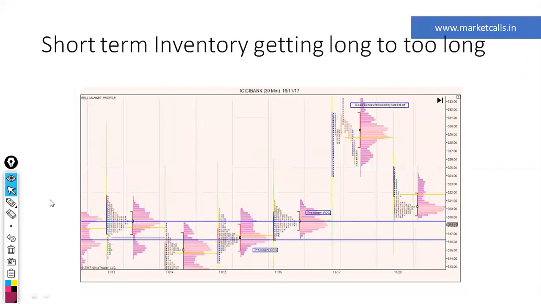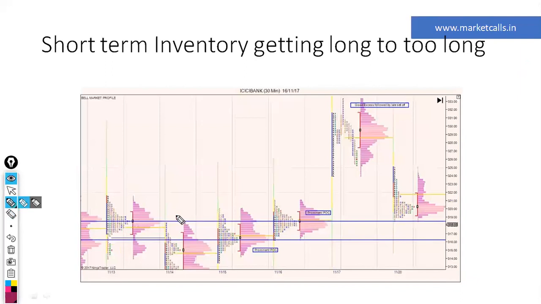So next is one more interesting piece of information that we call a back-to-back prominent point of control. One of the examples we've seen is in HDFC Bank. Once I'm done with this example, I'll show you the same HDFC Bank example again. So look at this example. This is a chart from ICICI Bank on 16th of November.